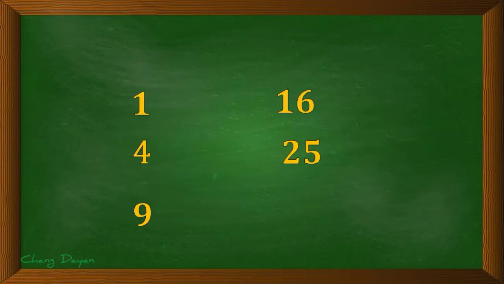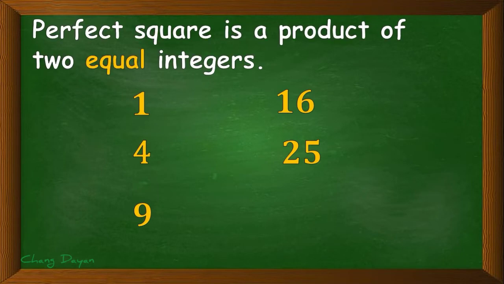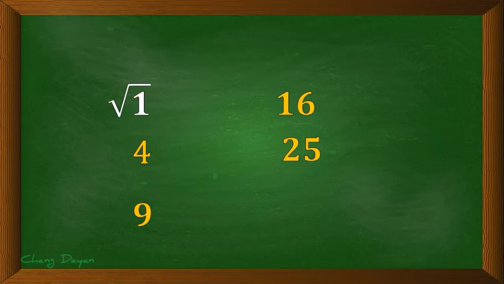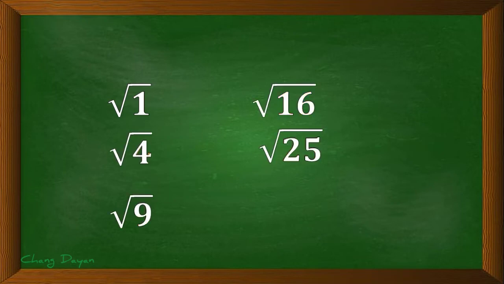Ang 1, 4, 9, 16, at 25 ay example ng perfect square number. Perfect square is a product of two equal integers. Ibig sabihin, kapag minultiply mo ang 1 times 1, answer is 1. 2 times 2, we have 4. At kapag nilagyan natin to ng square root, ibig sabihin, kukunin natin ang real root or square root.